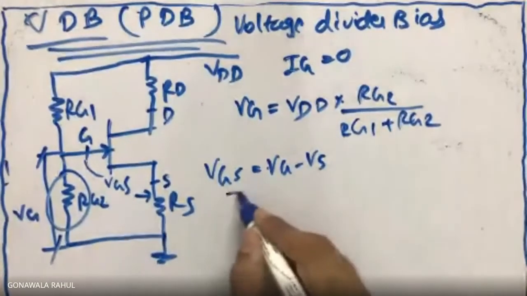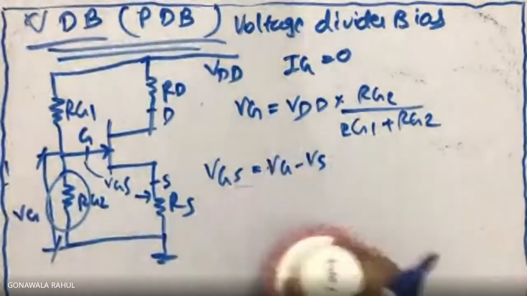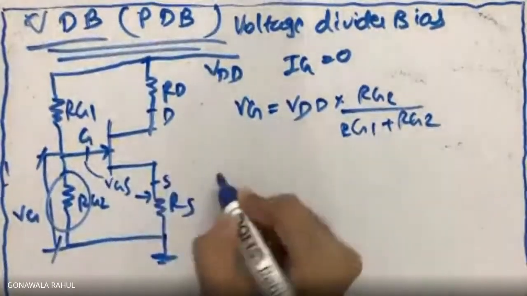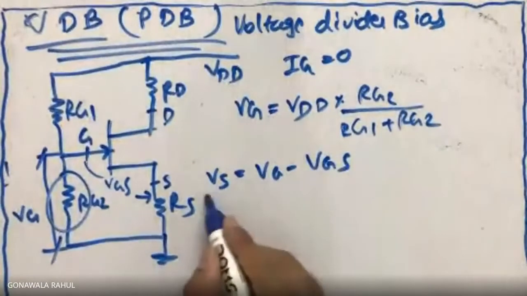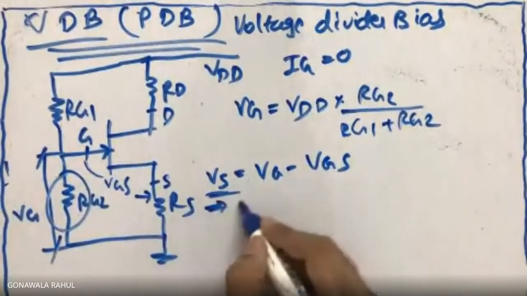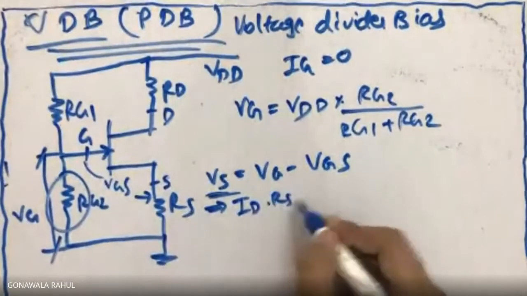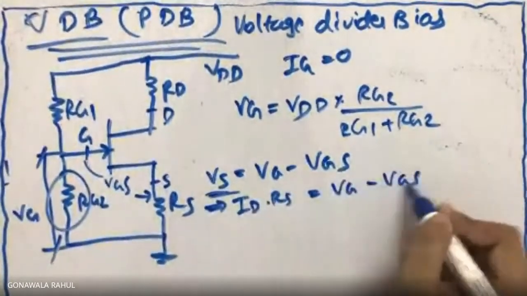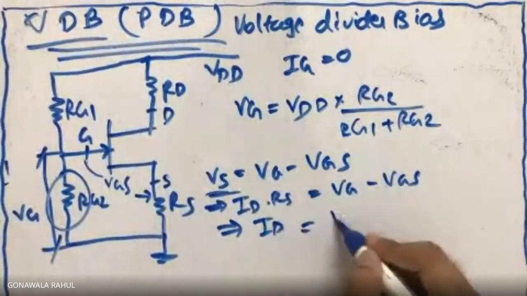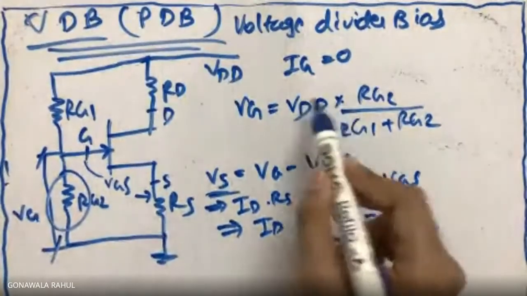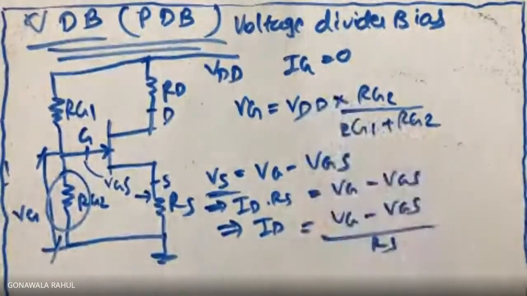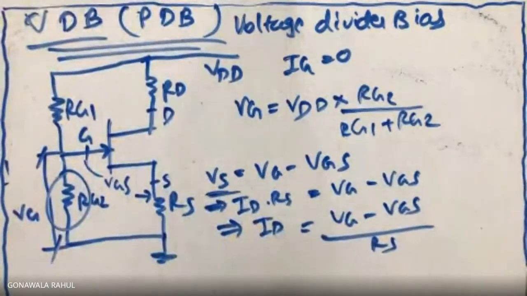Okay, so from this we can say that VS is equal to VG minus VGS. And what is VS? VS is nothing but ID into RS. So ID into RS is equal to VG minus VGS, and hence I can say that ID is equal to VG minus VGS upon RS. And what is VG? VG is this, VDD into RG2 upon RG1 plus RG2. So that is the expression for ID. We can have the value of ID.